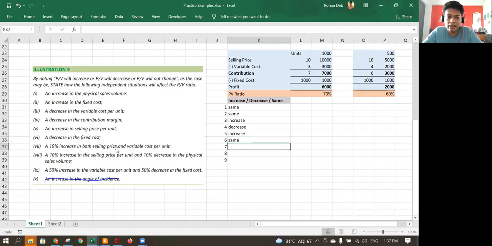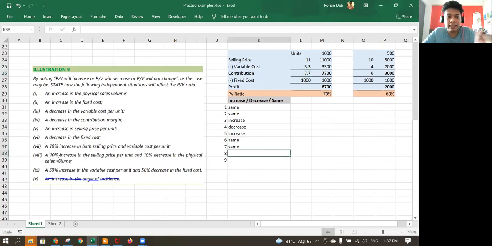10% increase in selling price and variable cost per unit. So both are increasing by 10%. If both are increasing by 10%, then contribution is also increasing by 10%. So this will become 11 and this will become 3.3. Ultimately my contribution is also increasing by 10%, so there's no impact. This is also the same.